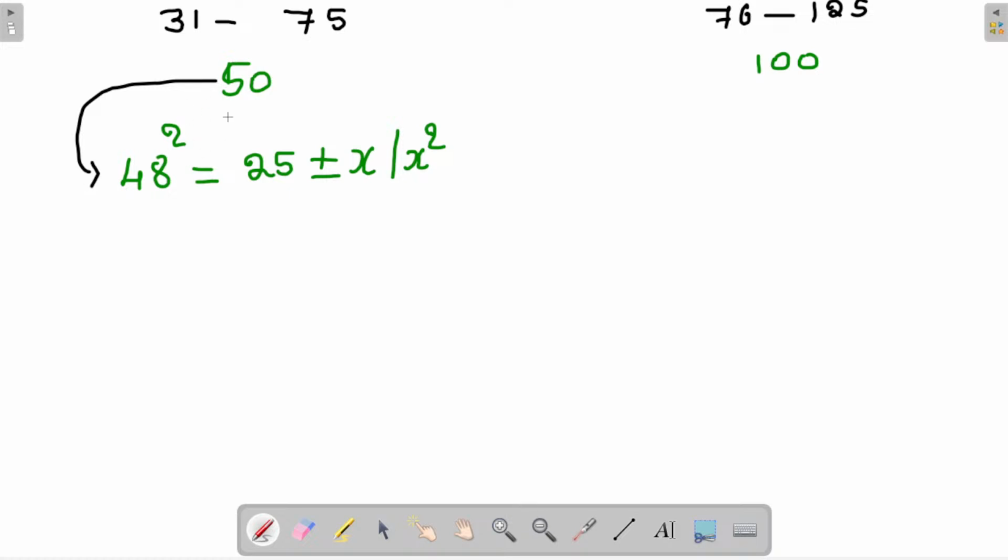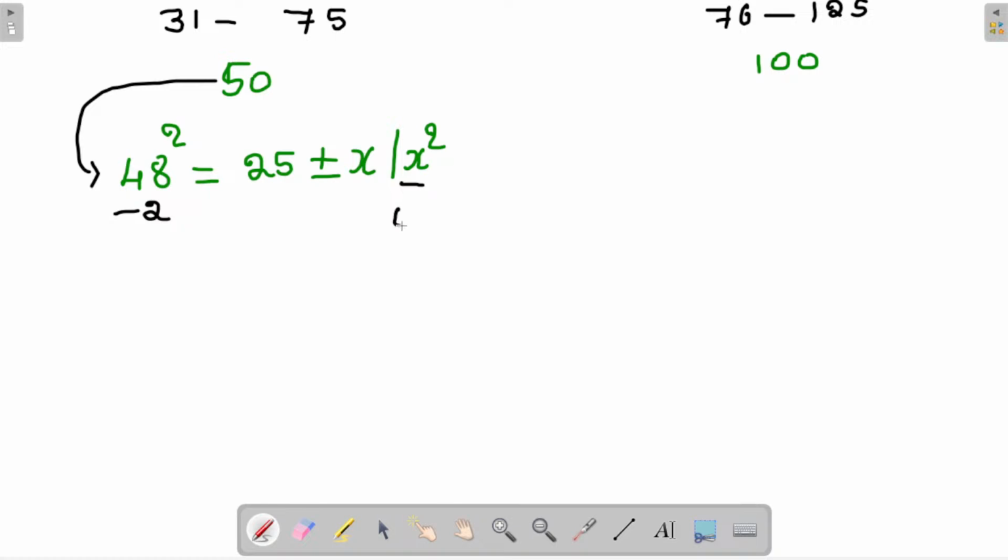What is the difference here? 2 is the difference. That is x. Minus 2 or plus 2 compared to base? Minus 2 compared to base. X value is equal to minus 2. Now first concentrate on the right side. Always write the answer right side, then left side. You have to visualize that x value is minus 2. Then right side, what is the answer?